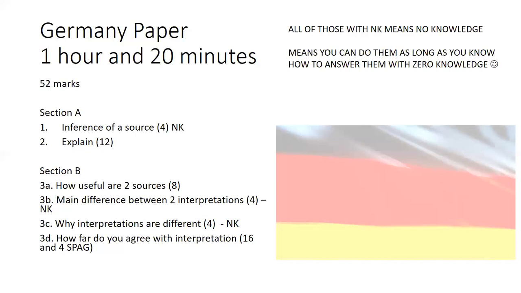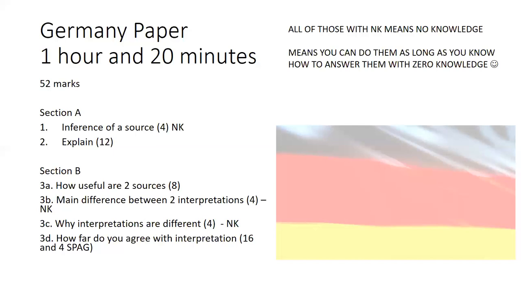Now, 3B, 3C, and 3D are all about interpretations. Interpretation is a historian's view, and for 3B, you've got to identify a difference between 2 interpretations. In 3C, you've got to identify why the interpretations are different. And 3D is a 16-mark how far do you agree question. But instead of doing it like you normally do, you have to use 2 interpretations to come to your final conclusion. That is probably one of the toughest questions, but it's something that with practice, you can quite easily obtain quite strong marks for that question.